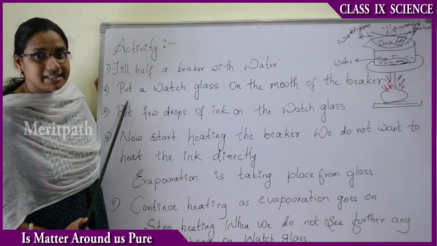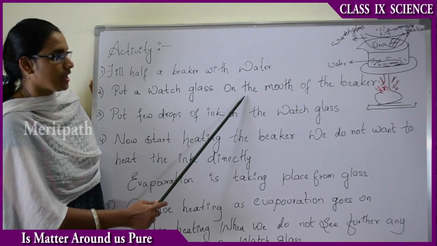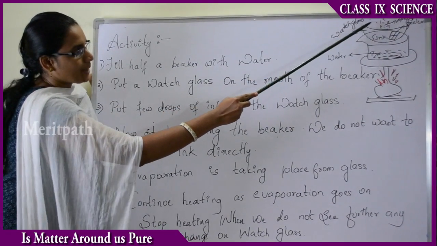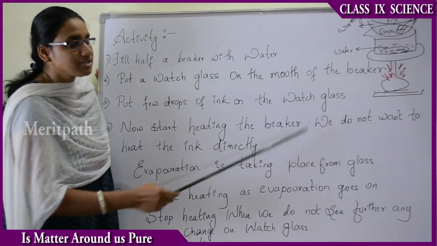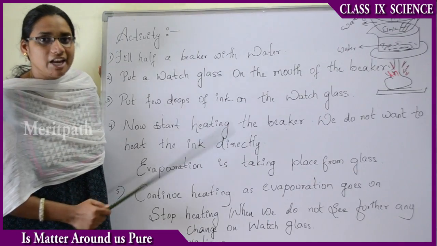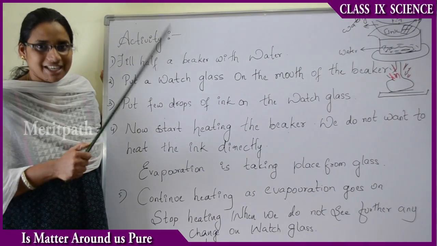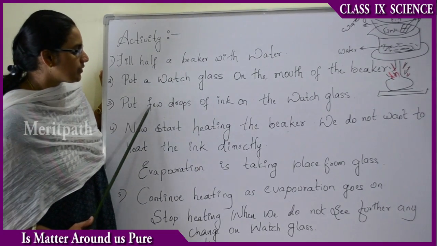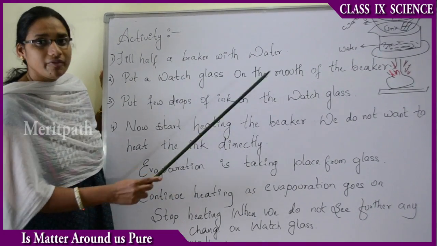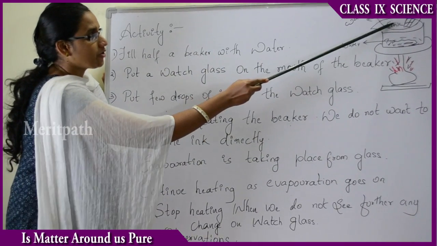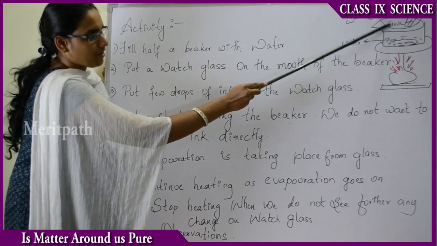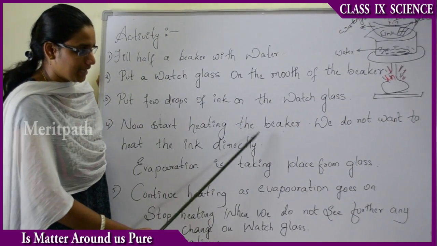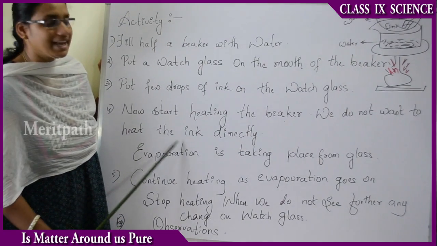The second step is to put a watch glass on the mouth of the beaker. We place a watch glass on the mouth of the beaker in order to see what changes are happening in the beaker. The third step is to put a few drops of ink on the watch glass. Now we place 3 droplets of ink on the watch glass. The fourth step is to start heating the beaker. We do not want to heat the ink directly.